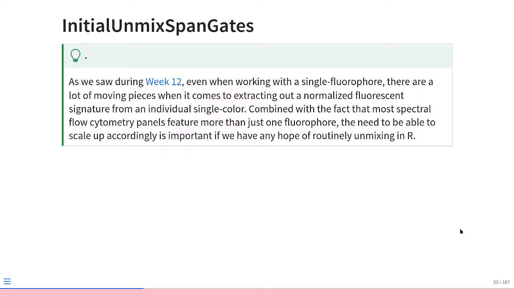Alright, so as we saw last week during week 12, even when we're working with a single fluorophore, there are a lot of moving pieces when it comes to extracting out a normalized fluorescent signature from an individual single color control. So combined with the fact that most spectral flow cytometry panels end up featuring way more than just one single fluorophore, we need the ability to scale up accordingly, so that we have any hopes of routinely unmixing our data in R, rather than just a little showpiece of, yeah, we did that once.